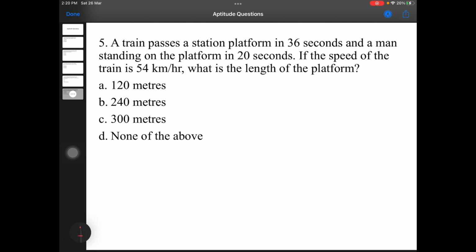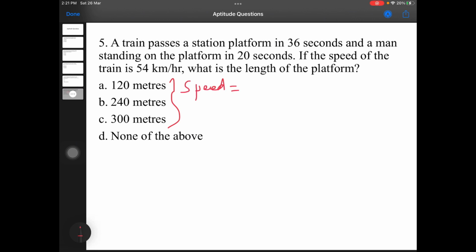Question number 5. A train passes a station platform in 36 seconds and a man standing on the platform in 20 seconds. If the speed of the train is 54 km per hour, what is the length of the platform? Option A 120 meters, option B 240 meters, option C 300 meters, option D none of the above. Here we see the options are given in meters. So first of all we have to convert the speed of the train into meters per second.